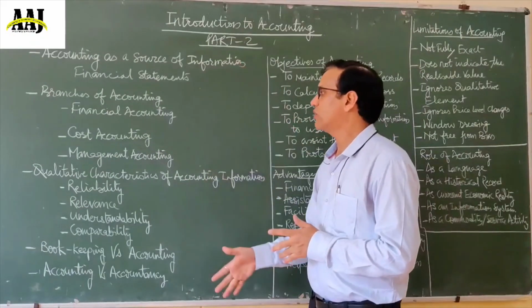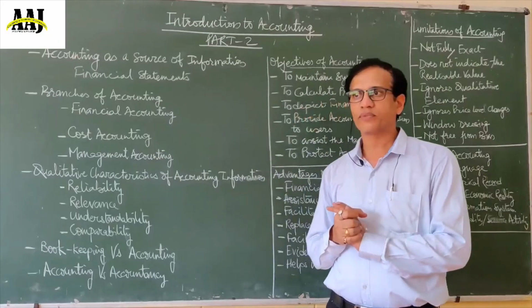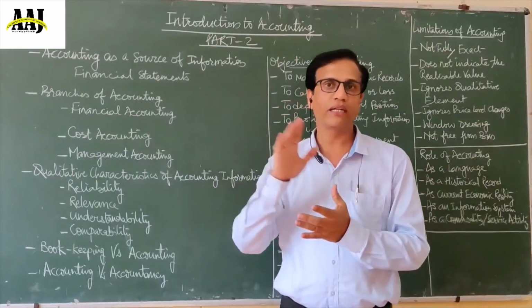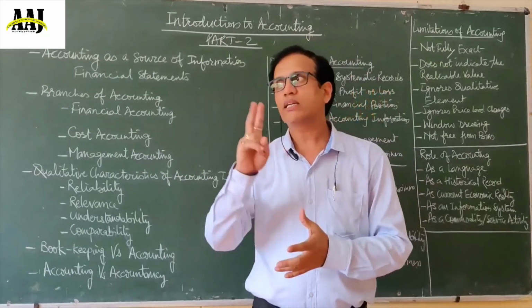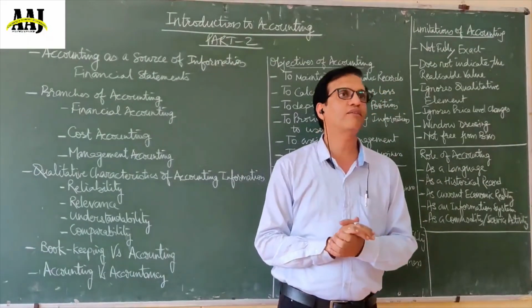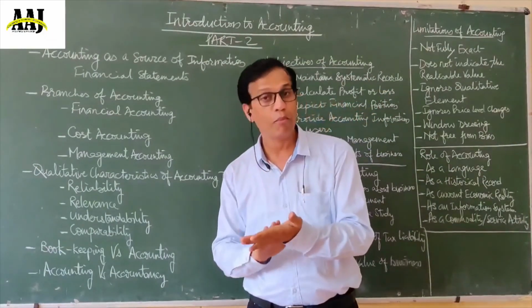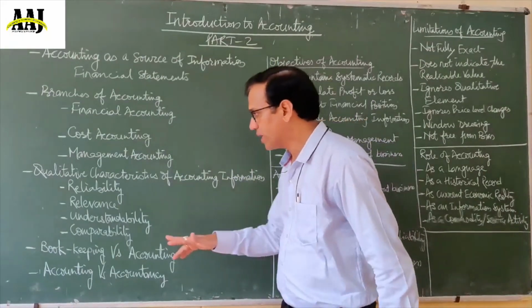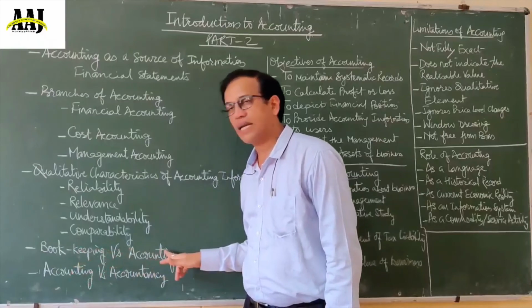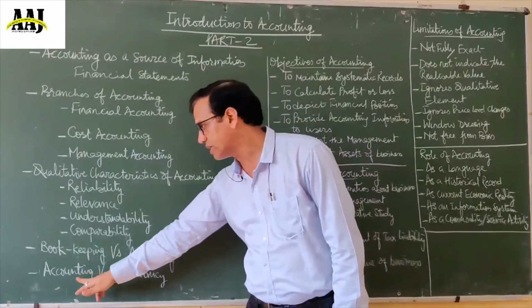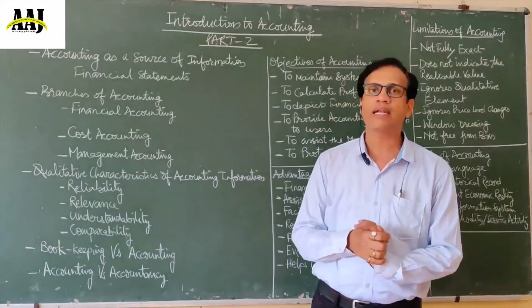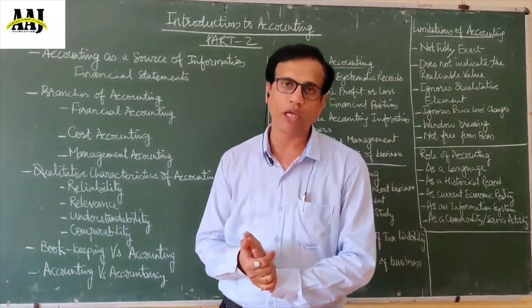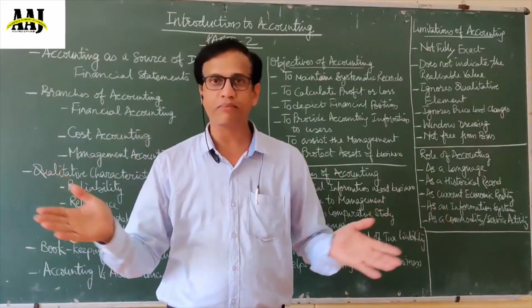So after this, accounting as a source of information, let us go back to the main branch, main field, that is our accounting. There are two more words which are related with accounting. Number one is bookkeeping and number two is accountancy. So what is the difference between bookkeeping and accounting, and what is the difference between accountancy and accounting? These two terms. So accounting we are already knowing about. It is a wider term.